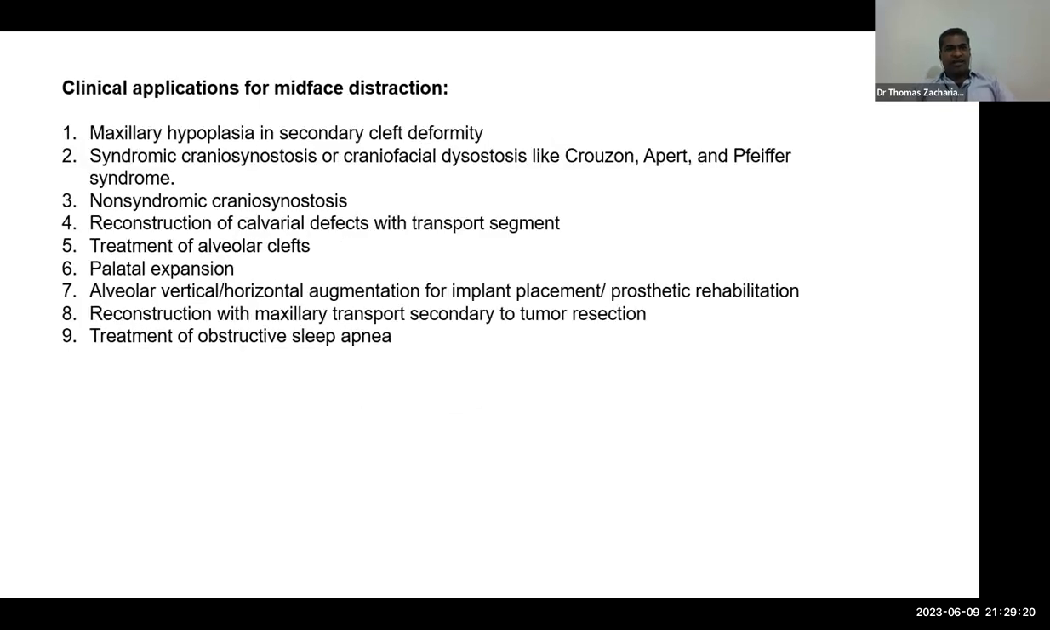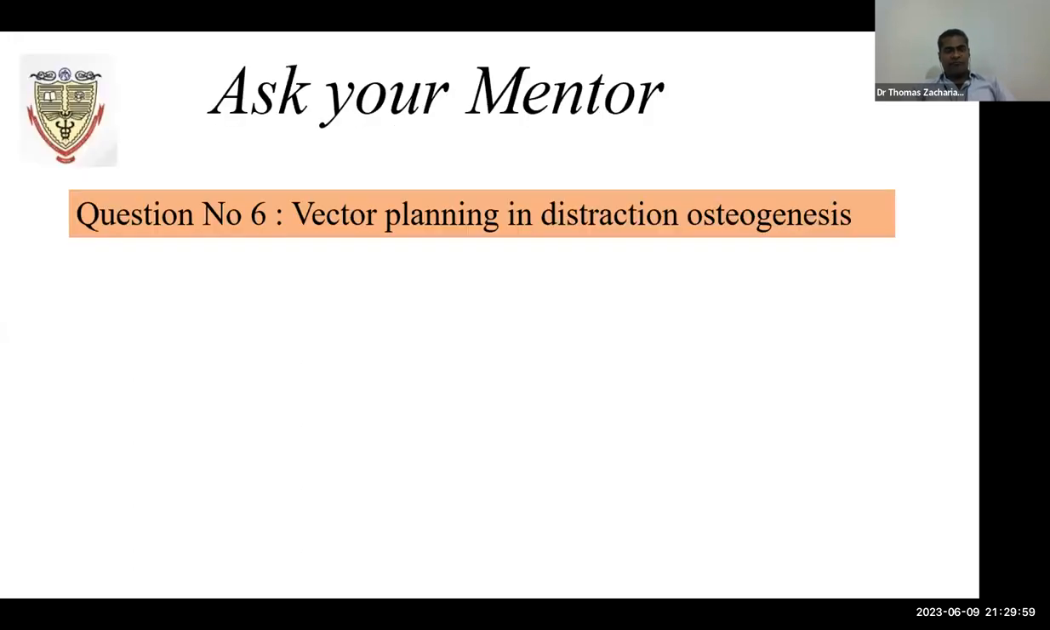Midface distraction is mainly used for maxillary hypoplasia and secondary cleft deformity, syndromic craniosynostosis or craniofacial dysostosis like Crouzon, Apert, Pfeiffer syndrome, non-syndromic craniosynostosis, and reconstruction of calvarial defects with a transport segment. Alveolar distraction can be done for palatal expansion, alveolar vertical or horizontal augmentation, for cleft alveolus as well as for implant placement, and transport distraction secondary to tumor resection, and also for OSA. These are the indications, and all those pictures of distractors that I showed can be employed for each of these various diagnoses.